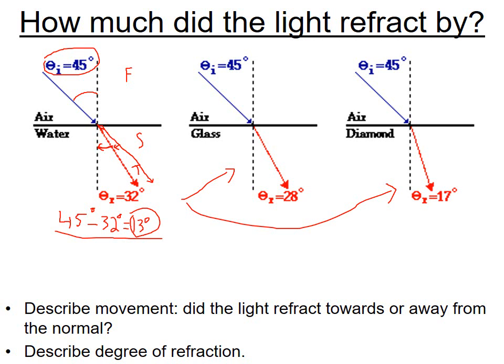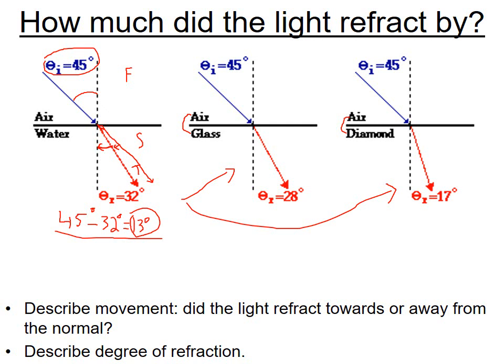You'll notice that the greater the difference between the index of refraction of the two media, the more refraction occurs. So for example, air is 1. Let's just round down to 1. It's not actually 1 for the index of refraction, but we'll round down to 1. And water is 1.33. It refracted about 13 degrees.